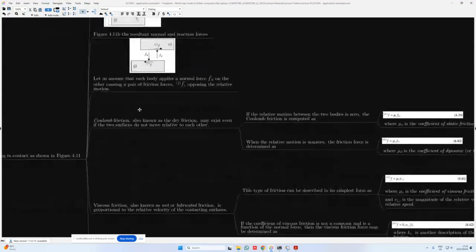And then figure 4.11b shows the resultant normal and reaction forces that are obtained when I break the system up. So I have equal magnitude but opposite direction normal forces and friction forces acting between the two systems. And we can assume that each body applies a normal force Fn on the other, causing a pair of friction forces, known as F superscript f, opposing the relative motion between the two bodies.